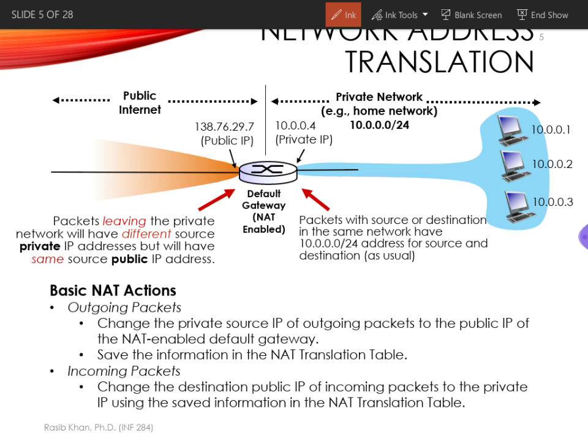However, on the other hand, if any of these hosts, which are located on the private side, intend to access anything on the public internet, all packets leaving the private network will have different source private IP addresses. However, we'll have the same source public IP address. So what happens is that the default gateway replaces all of these private IPs with the public IP whenever a packet goes outside into the public domain.